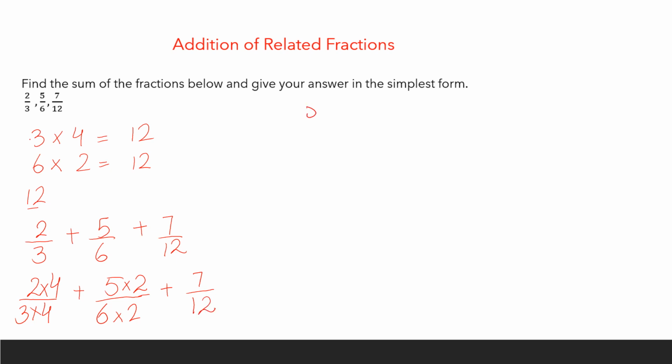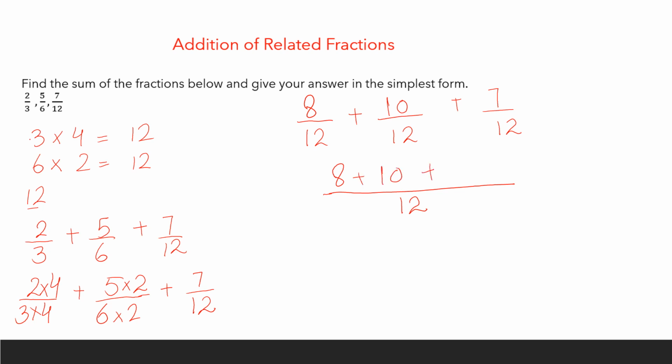So our fractions will be 8 by 12, 10 by 12 and 7 by 12. And now we can see that all of the three fractions have the same denominator. We can add them easily. So I will write the denominator 12 as it is.